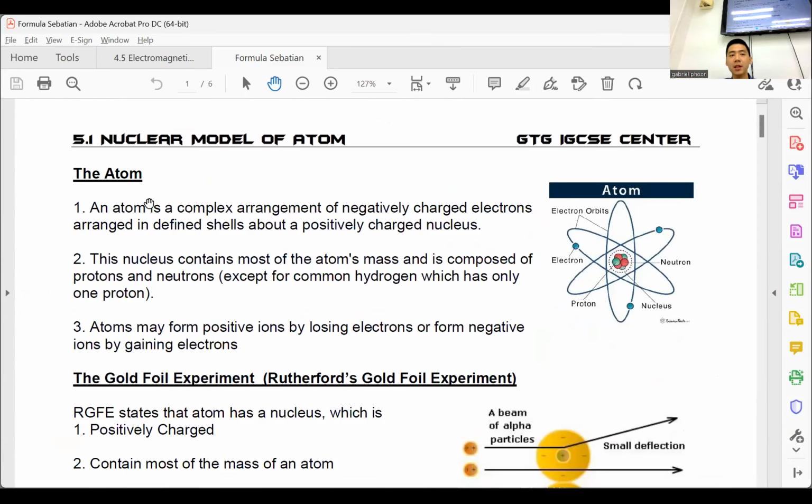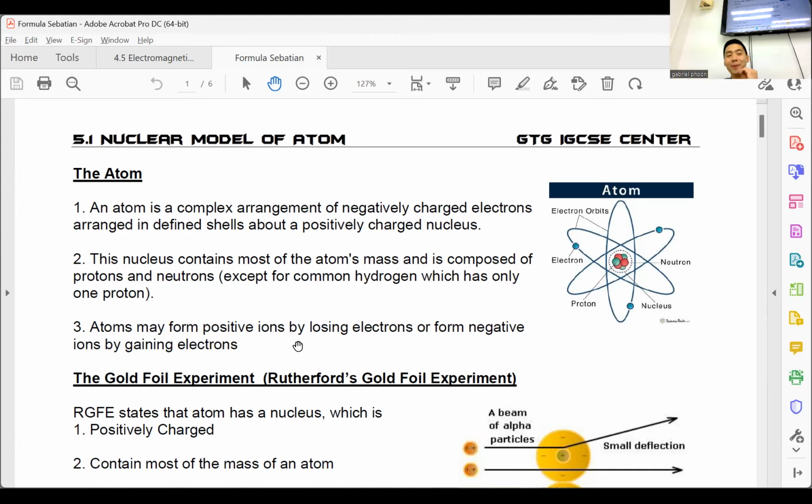Okay, so if you look at the first statement here, it's very straightforward. An atom is a complex arrangement of negatively charged electrons arranged in defined shells about a positively charged nucleus. The electrons are negative, the nucleus is positive because it has protons inside. This nucleus contains most of the atom's mass and is composed of protons and neutrons. Like I said just now, most of the mass is within the nucleus and it comprises protons and neutrons. Atoms may form positive ions by losing electrons or form negative ions by gaining electrons.